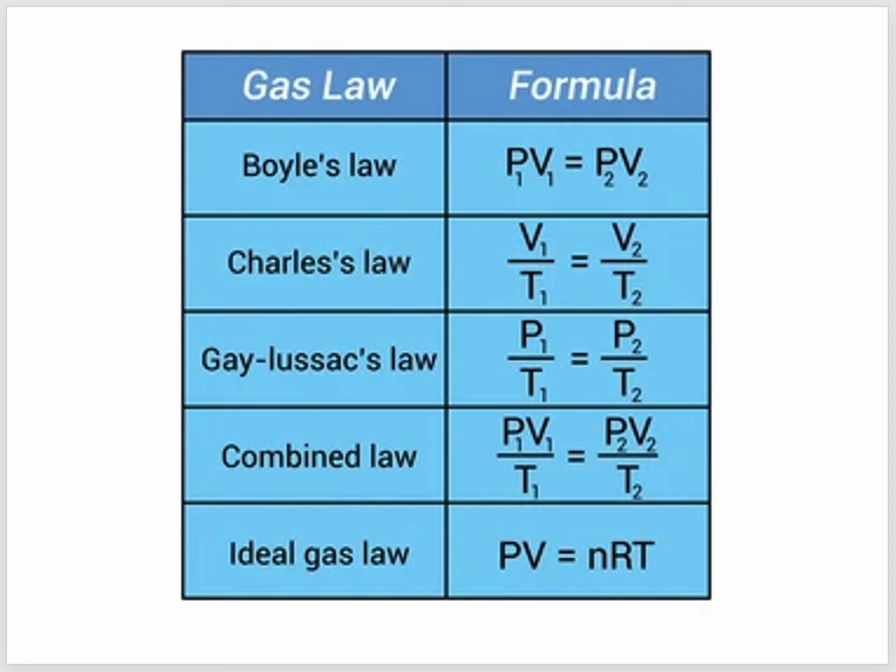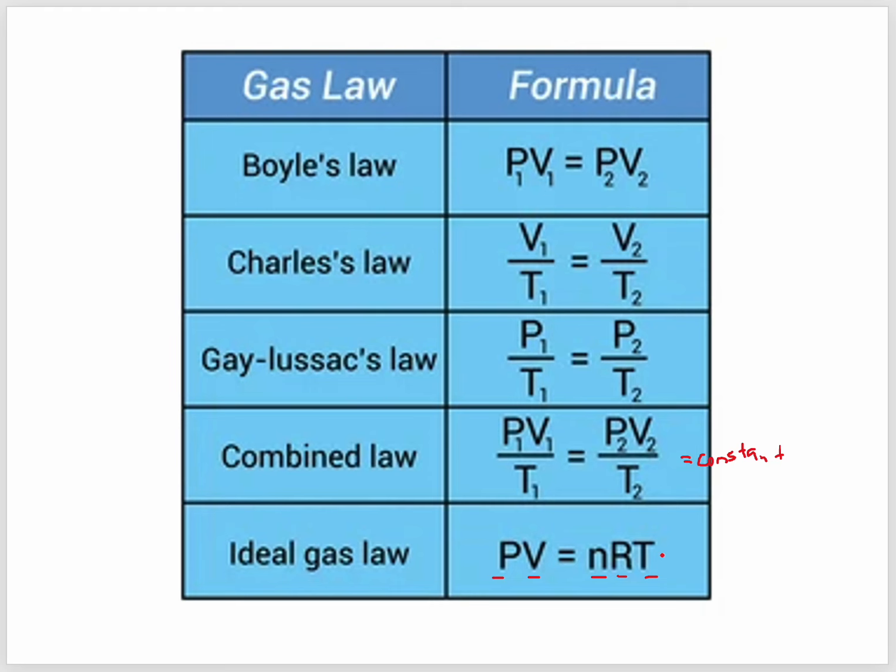And the combined law: if we combine these laws, we see that pressure multiplied by volume divided by T is constant. From here, we can show the ideal gas law. Here, P stands for pressure, V for volume, n is the number of moles, R is the gas constant, which is constant, and T is temperature, for which we use the unit Kelvin.